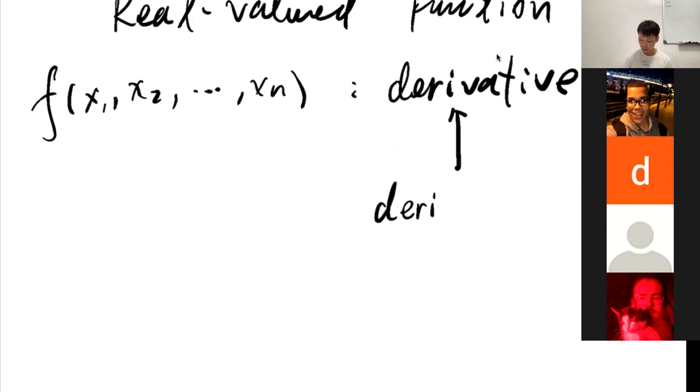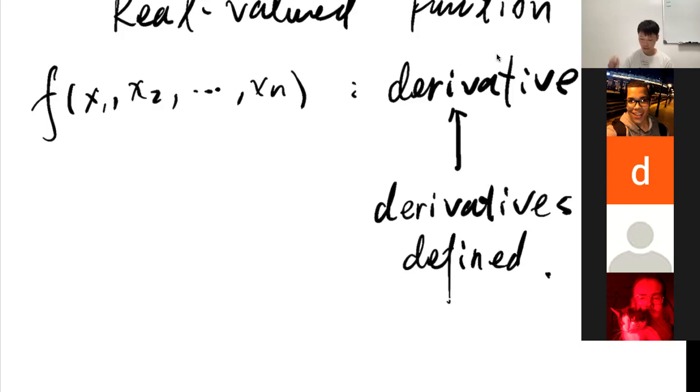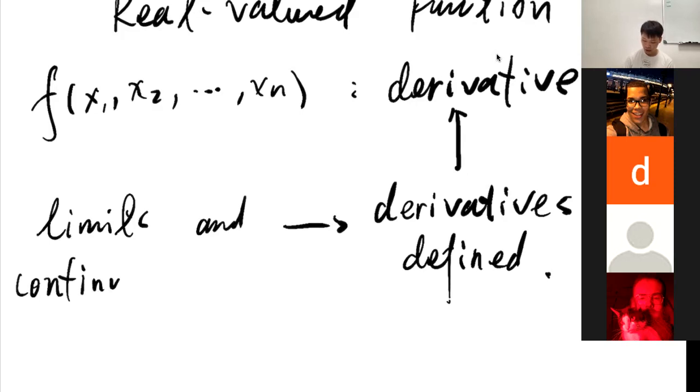So the points where derivatives are defined. Okay. And then before we talk about how we define derivatives, we need to define the concept of a limit and continuity in Rn.